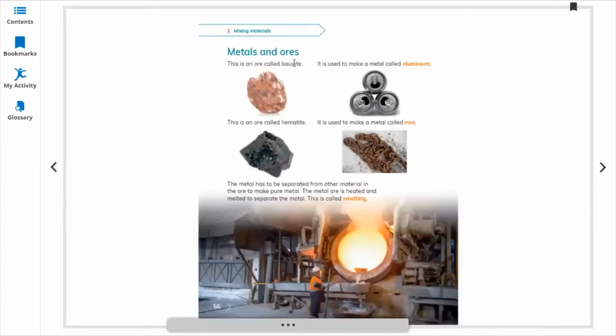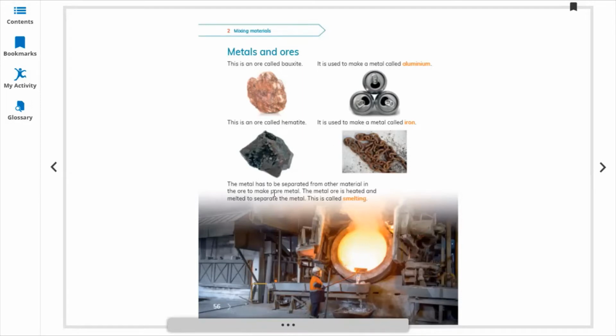Metals and ores. This is an ore called bauxite, and this is also an ore, hematite. Bauxite is used to make a metal called aluminium. You know the cans we are drinking different fizzy drinks from, like 7Up, Pepsi, Red Bull, Code Red? These are all aluminium. Hematite is used to make a metal called iron. You can see a zip.